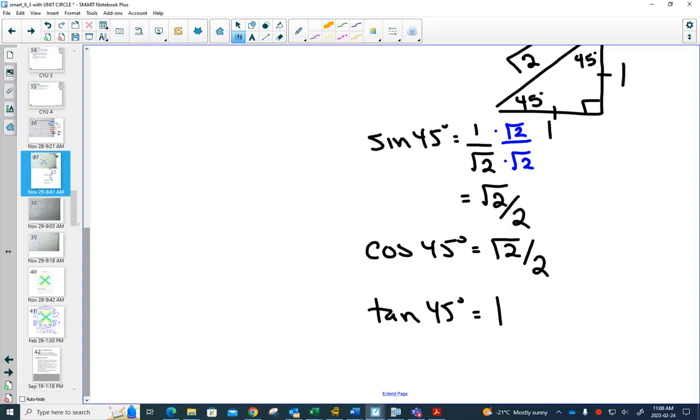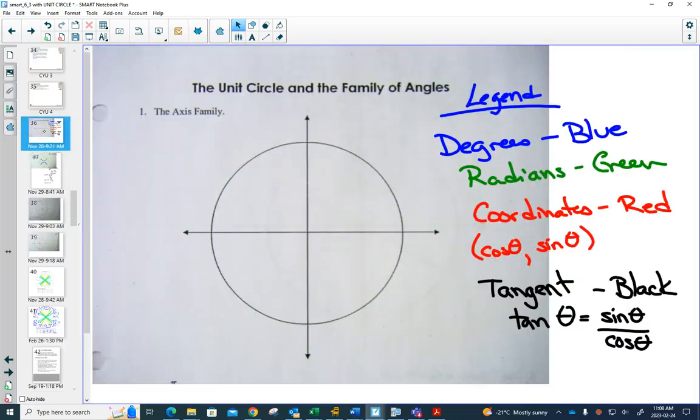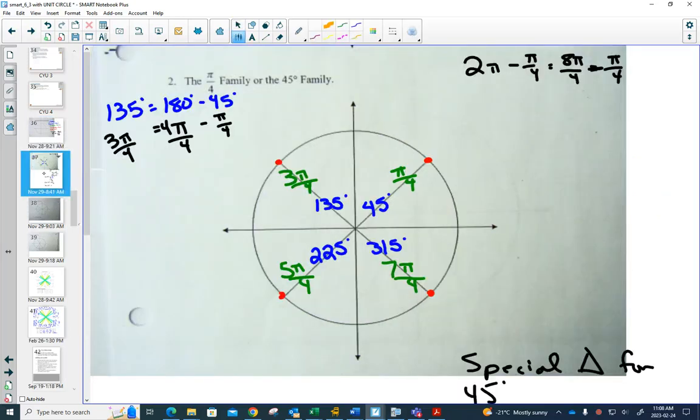And now we can use our big idea, so we wrote it in our legend, for the coordinates. Our big idea from this unit is that the x-coordinate is cos theta, the y-coordinate is sine theta. So in our triangle here, I'm like, oh, cos of 45 degrees is root 2 over 2. Sine of 45 degrees is root 2 over 2. And I can write the coordinates.